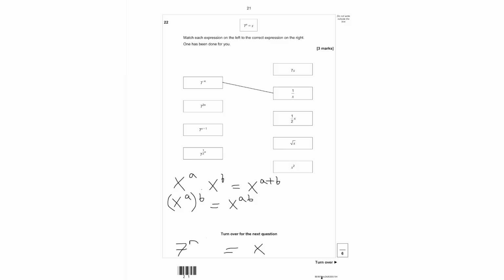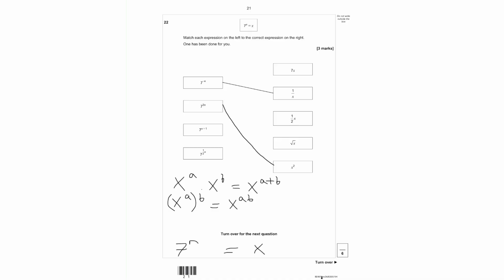Well, if we look at our rules above, using this x to the power of a to the power of b, we get x to the power of ab. So if we just square both sides, this will give us 7 to the power of 2n equals x squared, which I'll just link up there. So again, let's cross that out and do the next one.